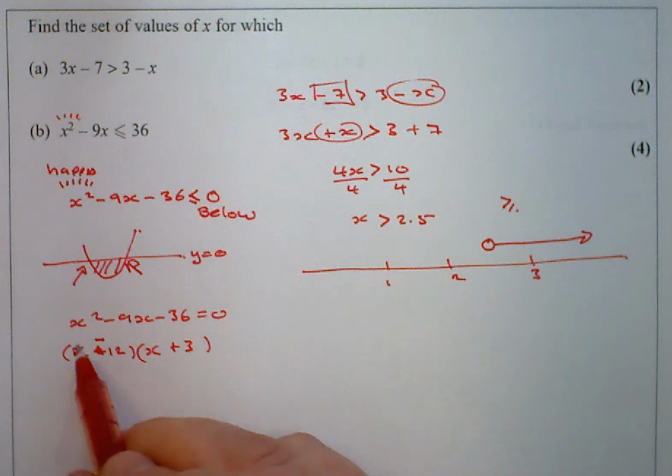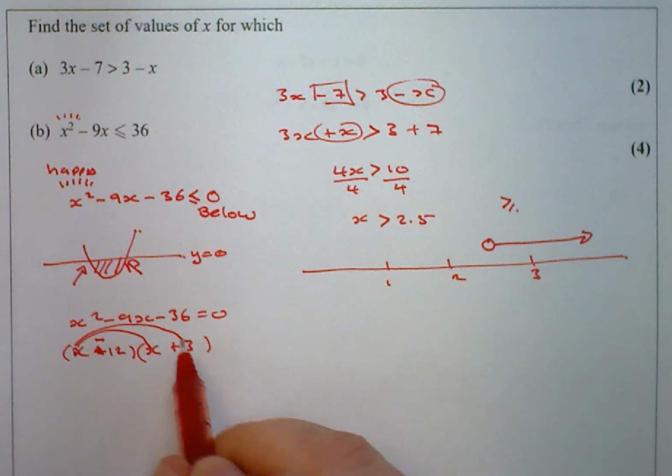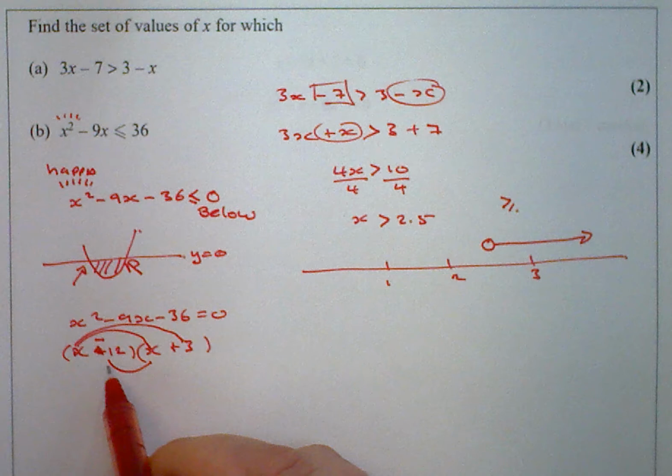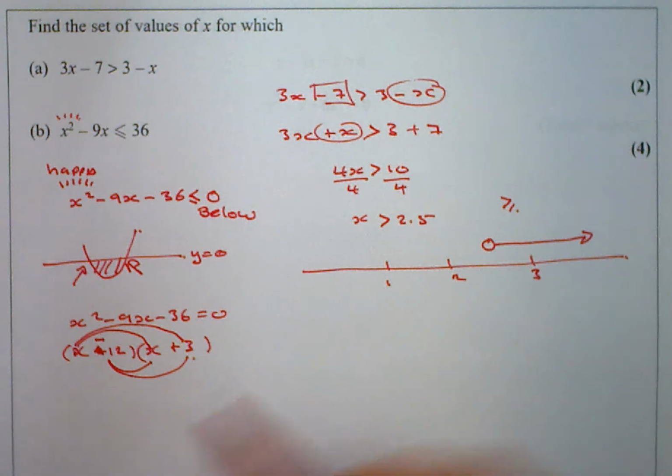x times x gives me x squared. That gives me plus 3x minus 12x. Yes, okay, that's going to work. So that means the critical values are x equals 12 and minus 3.